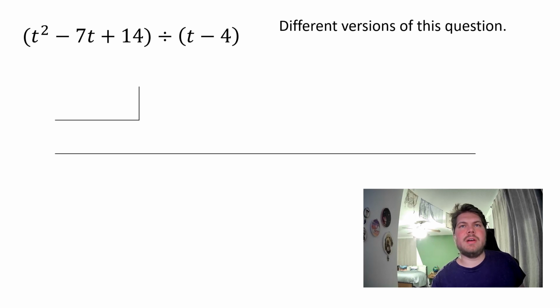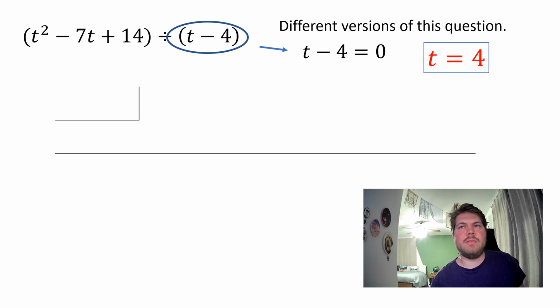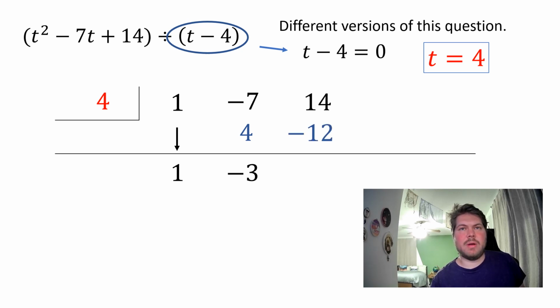All right, so now this one could be different versions you might have for number 10. Same idea as the last couple. What makes t minus 4 equal 0? Well, 4. So we're going to put 4 in our little box and bring down our constants. So we have 1, -7, and 14. Now, we're always going to bring the first number down, and then 4 times 1 is 4. 4 minus 7 is -3. 4 times -3 is -12. And then 14 minus 12 gives us 2. So we have a remainder of 2.